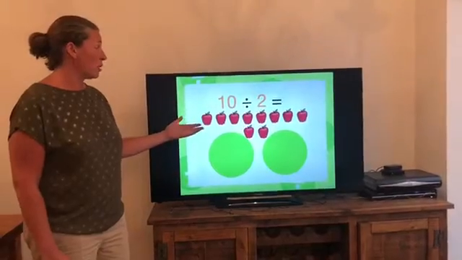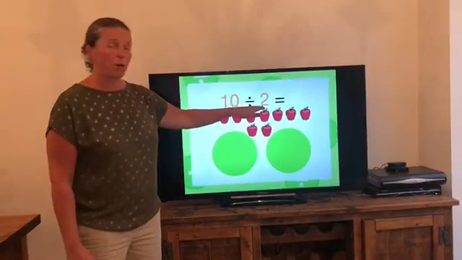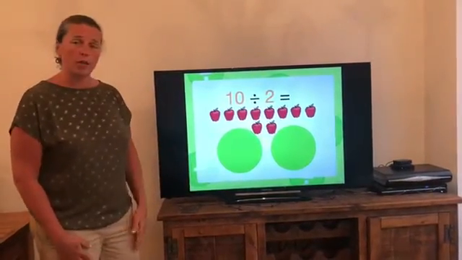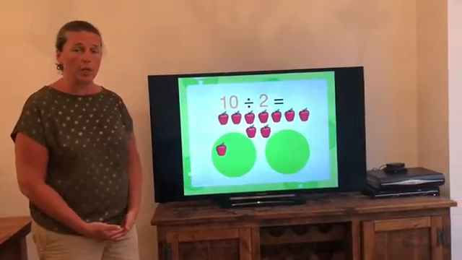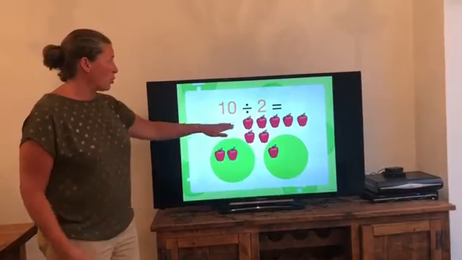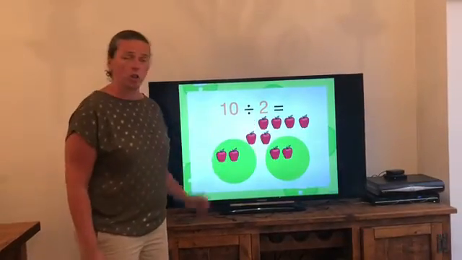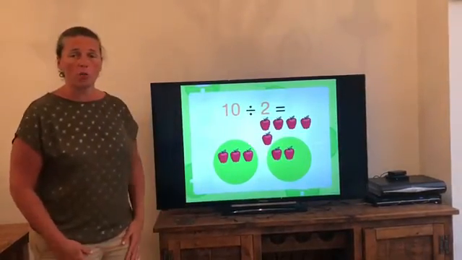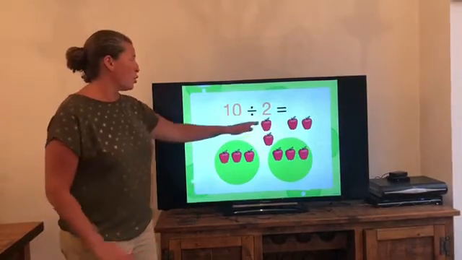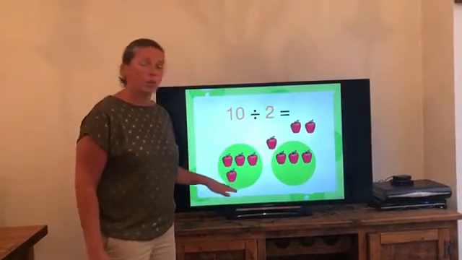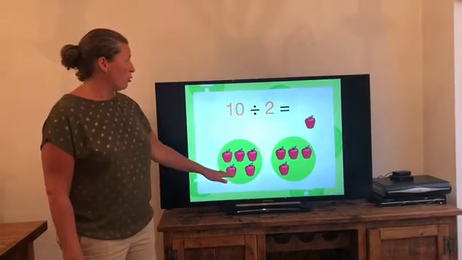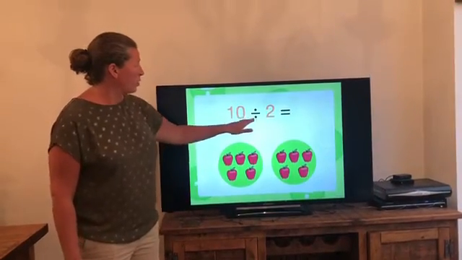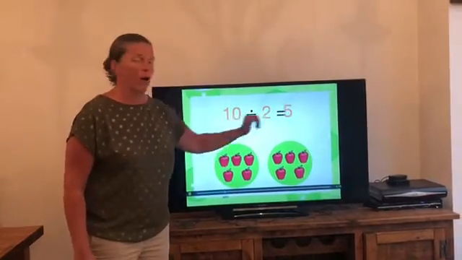So our next sum is 10 divided by 2. So now what we're trying to work out is how many apples is shared between the 2 children equally. So again, we are going to move our apples into each circle, which is what you can do at home on a piece of paper as well. So once we have moved all the apples equally, then we will be able to work out our answer. So we now know that 10 divided by 2 equals 5.